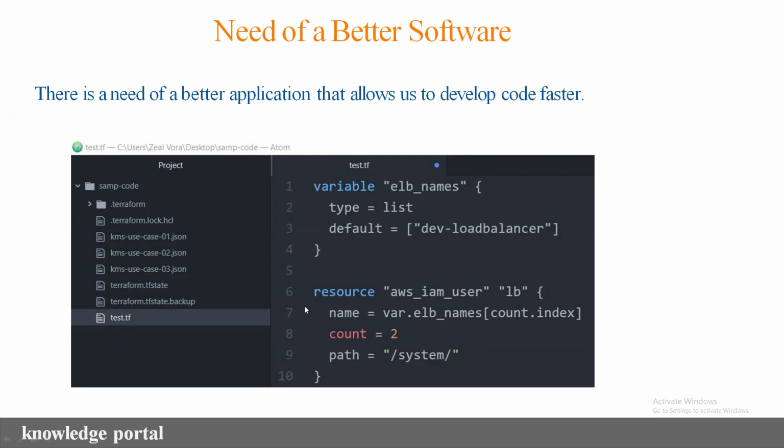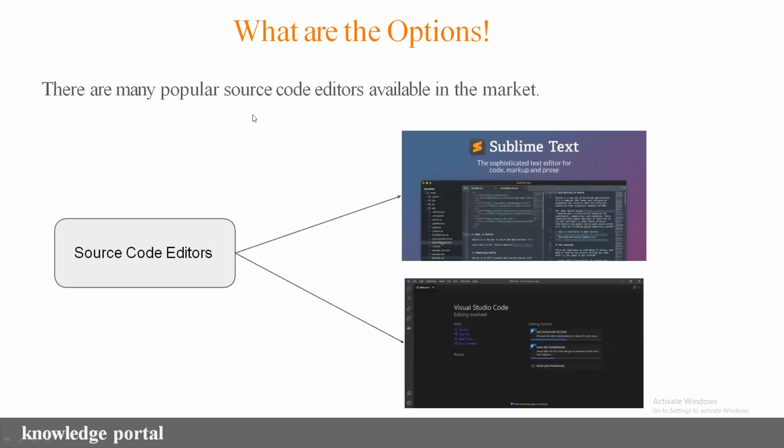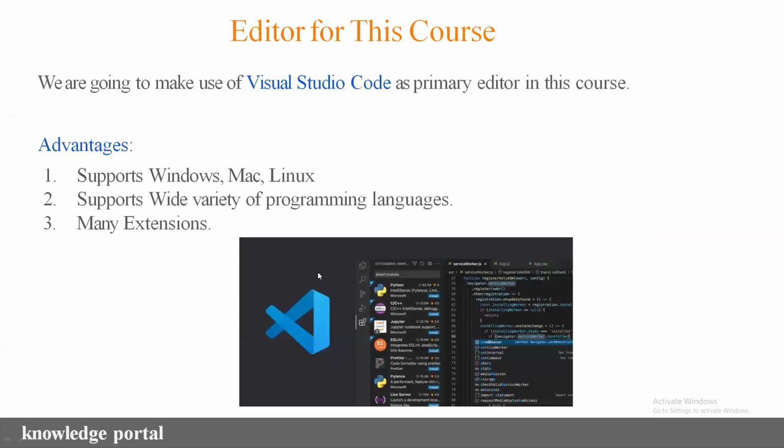What is that? Atom. This is the Atom, guys. What are the options? There are many popular source code editors available in the market: Atom, Sublime Text, Visual Studio Code. In our course, we will discuss Visual Studio Code. We are going to make Visual Studio Code the primary editor in this course. Advantages: supports Windows, Mac, Linux, supports a wide variety of programming languages, many extensions.